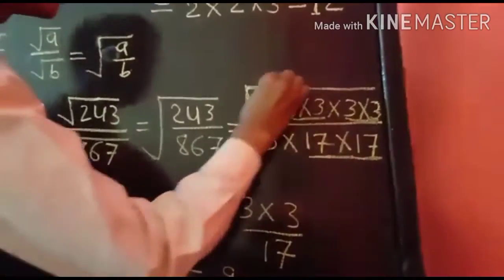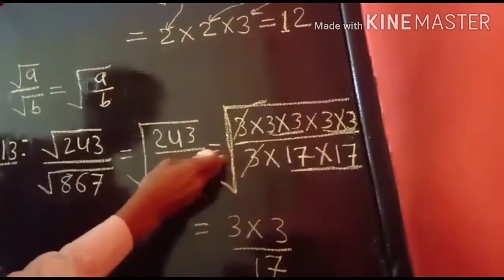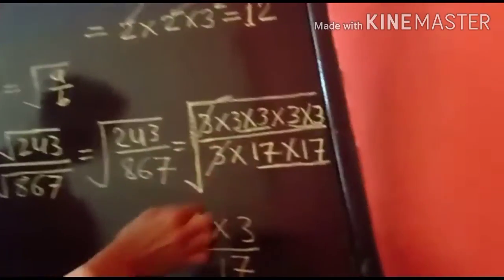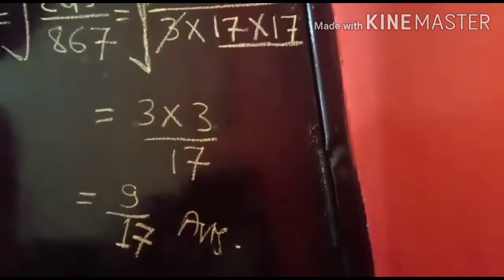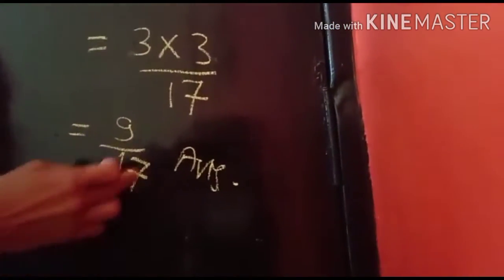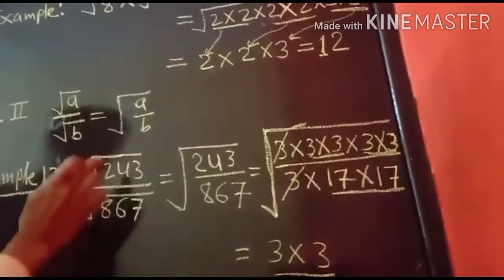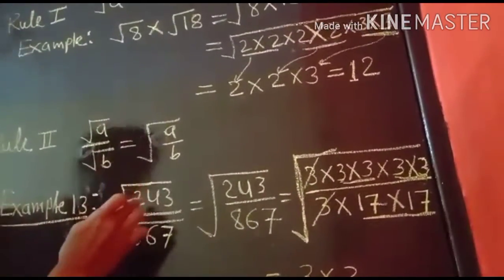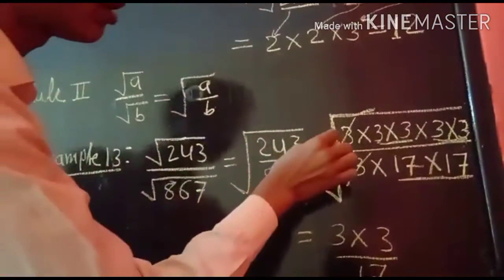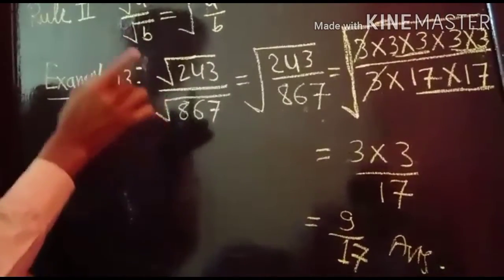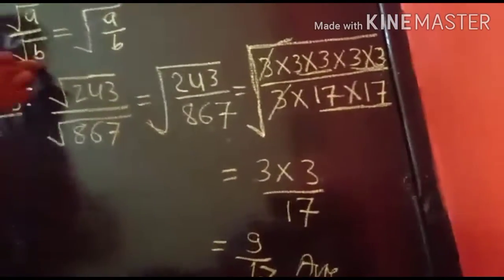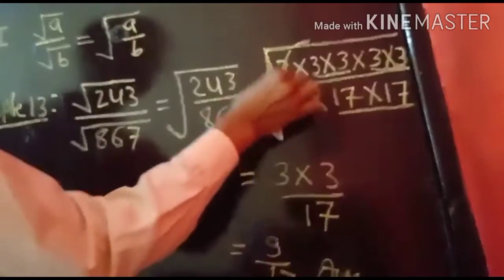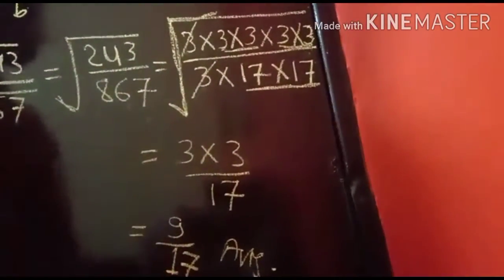So this is the square root symbol. For removing the square root symbol, we take one from each pair outside. From this group 3 came, and from this 17 came. So 3 times 3 is 9 upon 17. This is the answer of this question. And this is not possible by finding separately. 243 is not possible because here 3 is extra. Same thing, 867 is also not possible alone because here also 3 is extra. But by using this property, when we write under one sign, we can cancel these 3s. That is why it is possible.